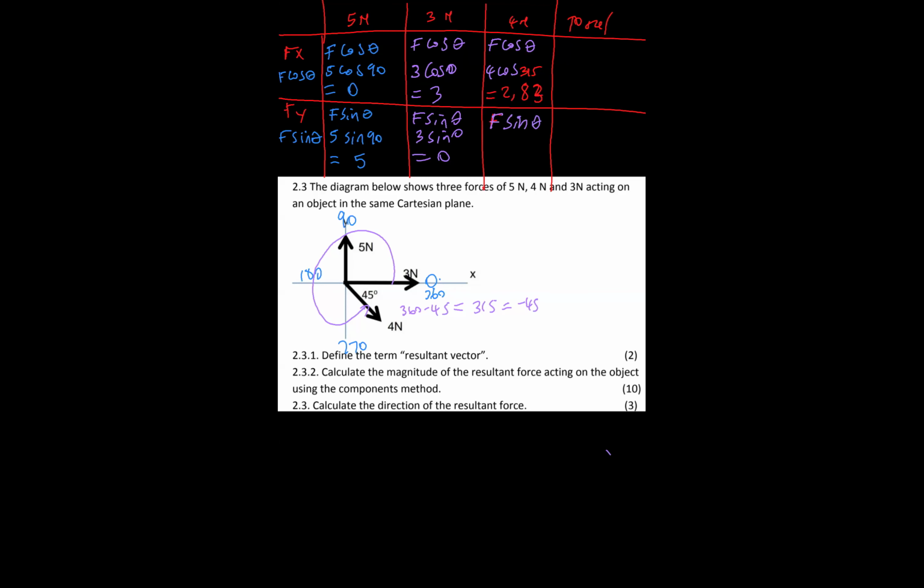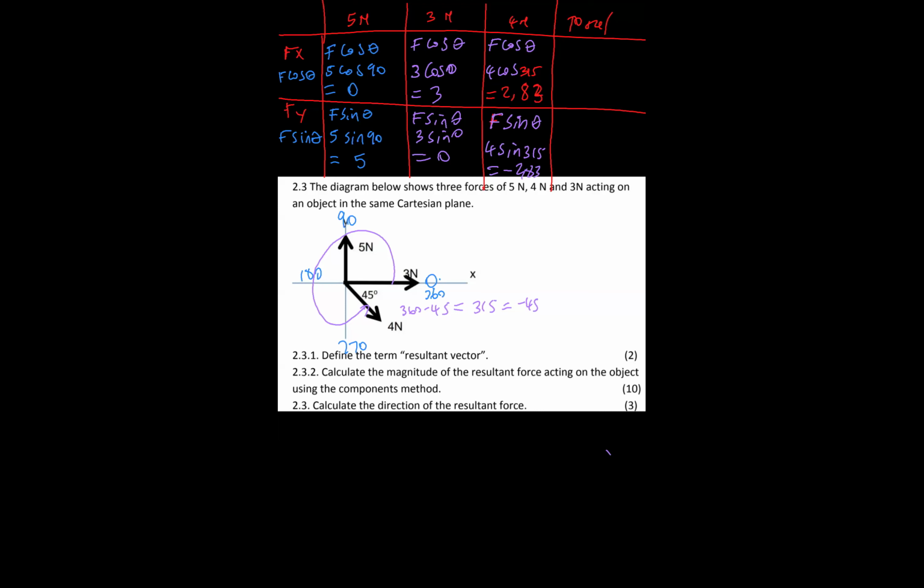Now for F sine theta, this is for sine, the same 315. What is the answer? Negative 4 sine 315, or negative 45. It's negative 2,83. Negative 2,83, the same. Yes. Now we need the totals.